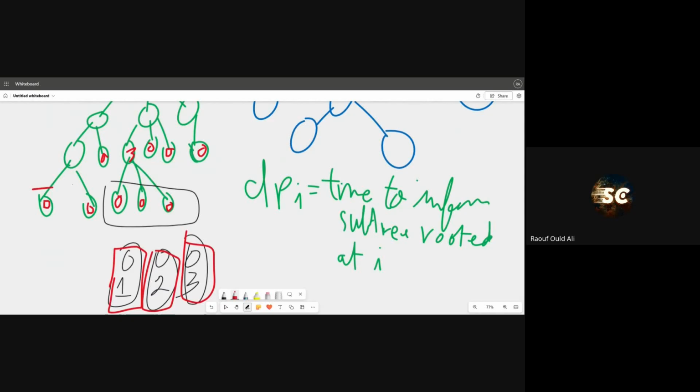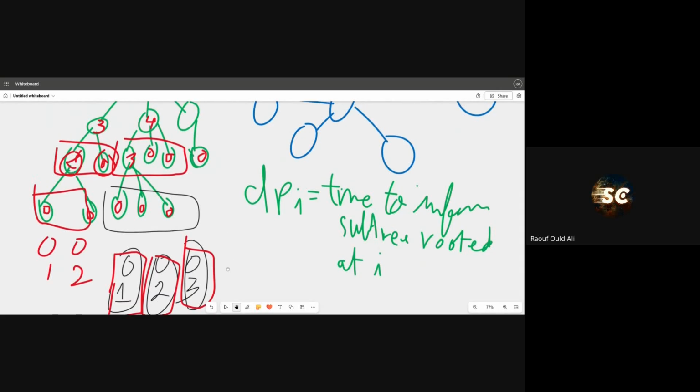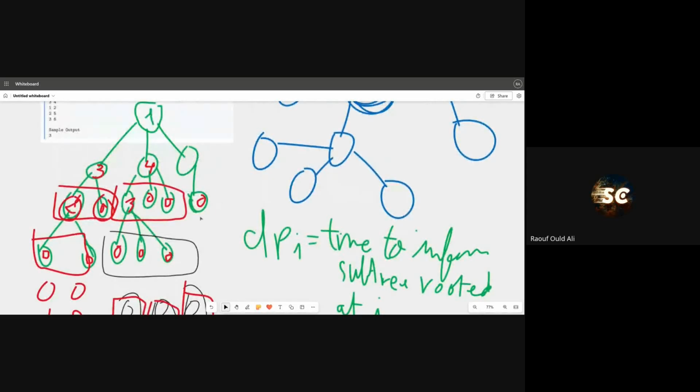So for this one, we have 0 and 0, plus 1, 2. So this takes 2 minutes to tell. Then here, we have 2 plus 1 and 0 plus 2, so the maximum over them is 3 minutes. Here we have 3 plus 1, which is 4, then 2, then 3. So here the answer is 4. Here the answer is 1.